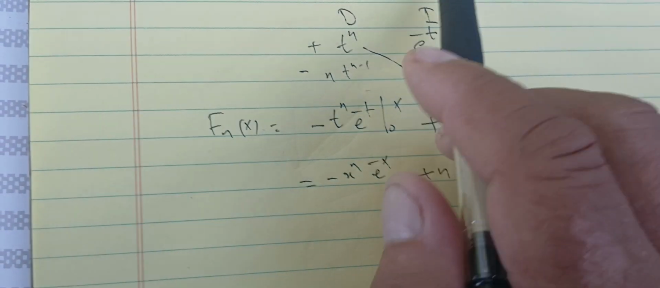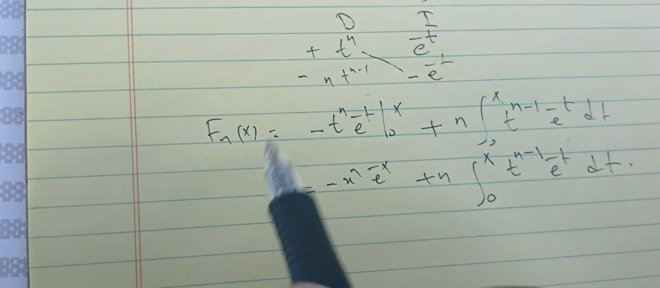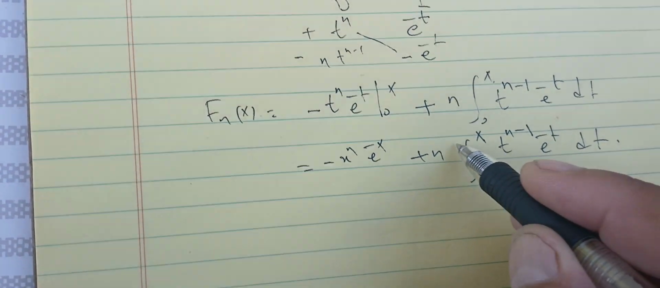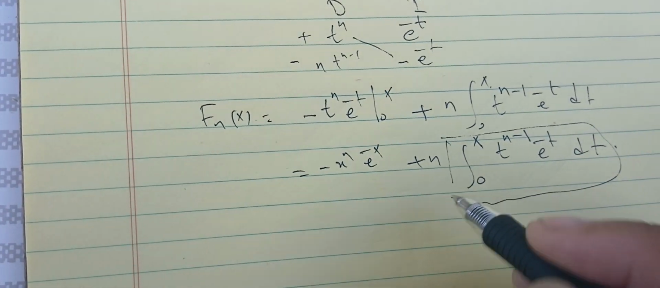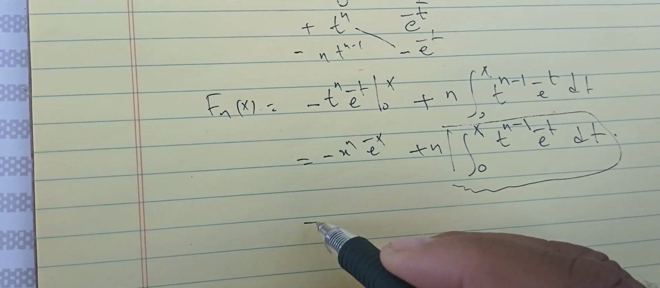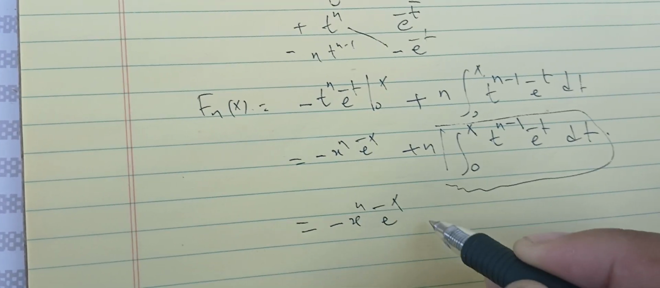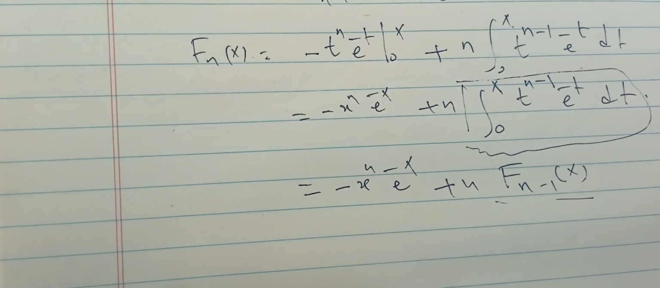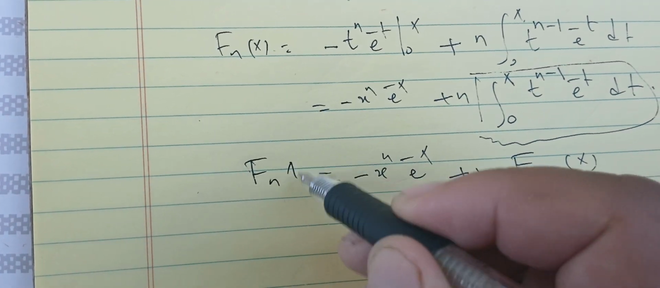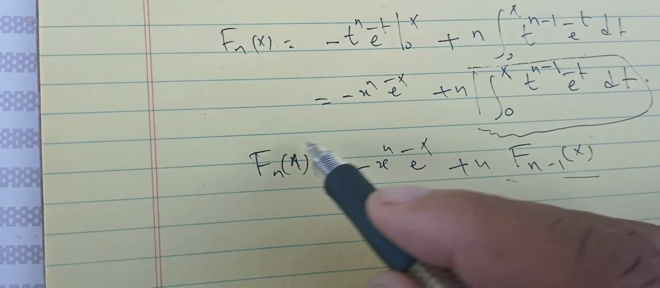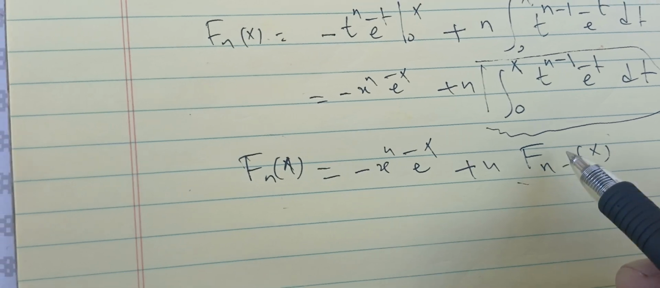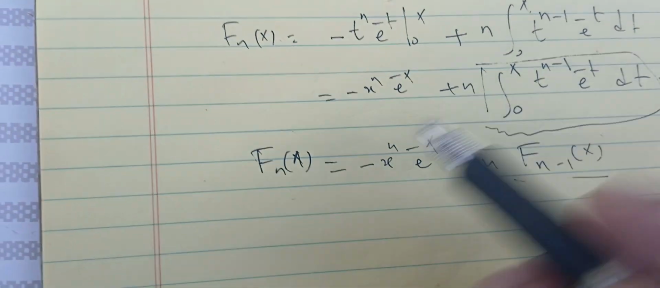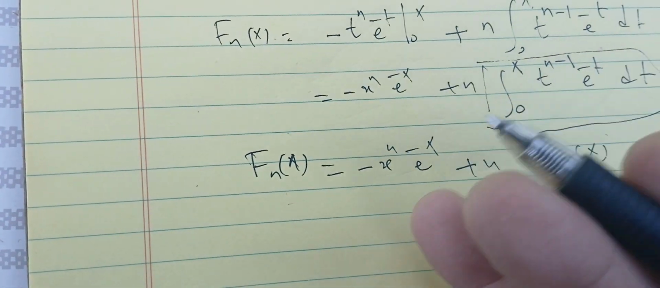So when n is 1, we said it's 1. Now to use the principle of mathematical induction, we assume that f_n(x) is minus x to the power n e to minus x plus n f_(n-1)(x). So this is the key here. Now we have a link between the induction hypothesis and what we want to prove.